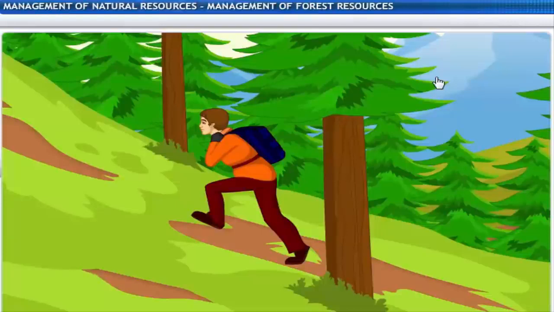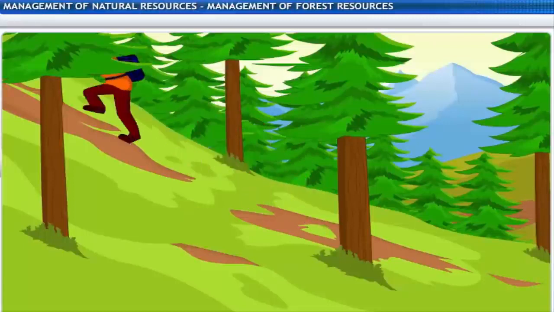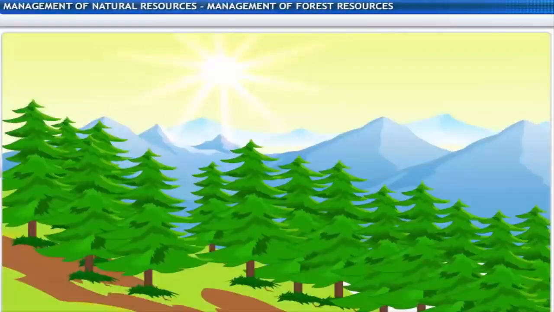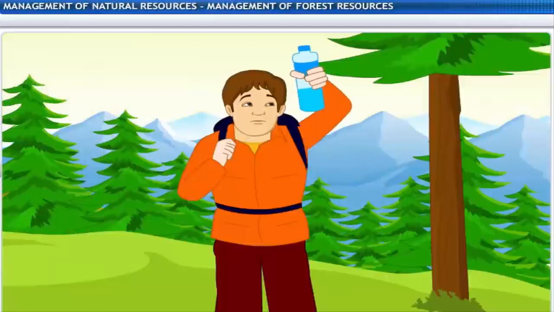Meet Kevin. He's on summer vacation and he's going trekking in the lower Himalayan ranges. It's a hot day and he has been walking for hours already. I am so thirsty. Kevin has only one small bottle of water. He needs to make it last the whole day, so he has to be careful.